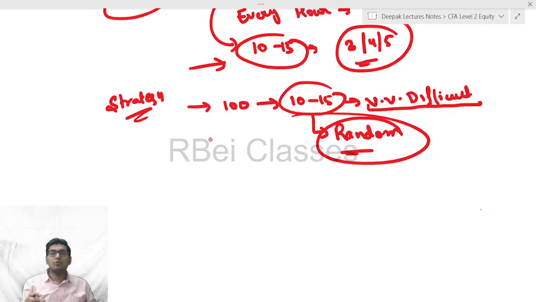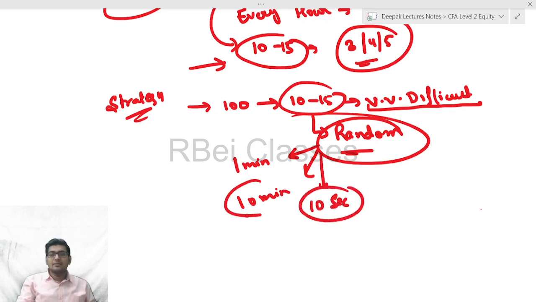Clear? So if you are going to mark it randomly, trust me, even if you are going to take 1 minute, or even if you are going to take 10 minutes, or even if you are going to take 10 seconds, the randomness will remain the same. Okay, the probability that you are making them right is just 25%.